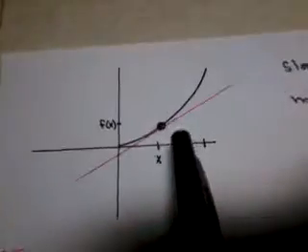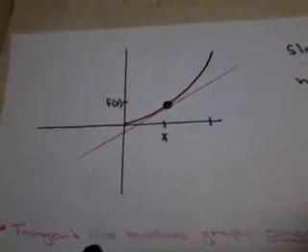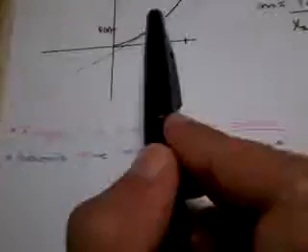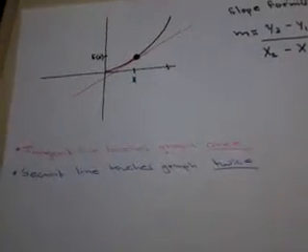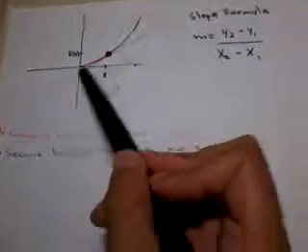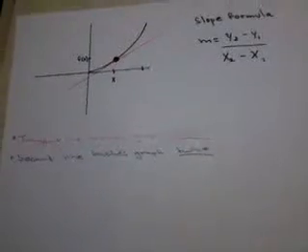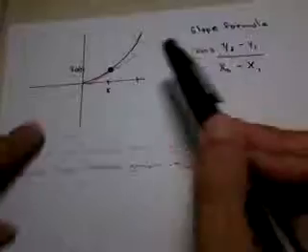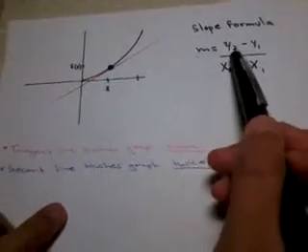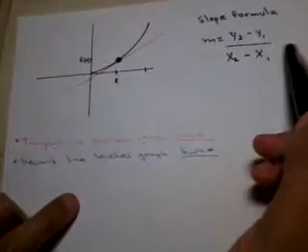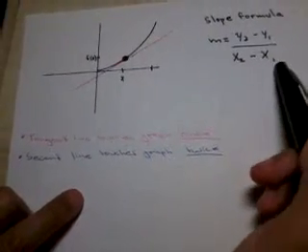A tangent line exists when it touches the graph once. So here it touches the graph once. So we need to find the slope of that, and we use the difference quotient for this. Since we're finding the slope, we're going to use the slope formula, which is m equals y sub 2 minus y sub 1 over x sub 2 minus x sub 1.